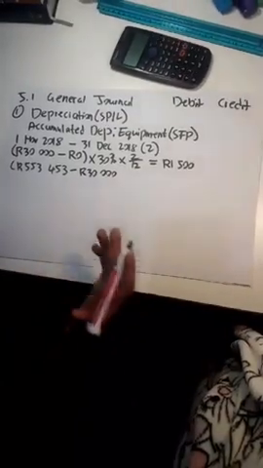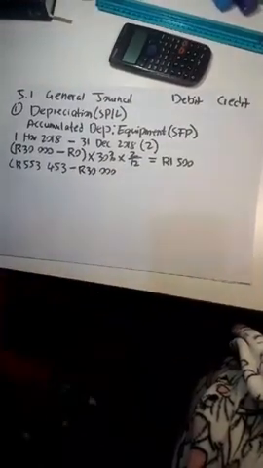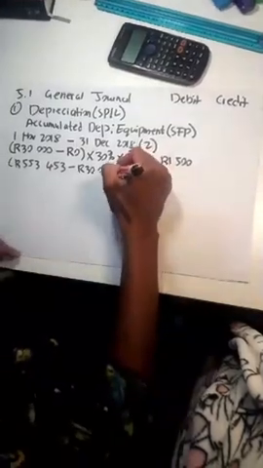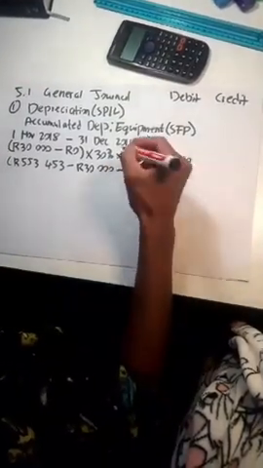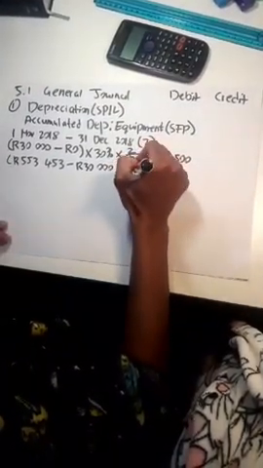And then what is the formula? Cost less accumulated depreciation. And then you look at the accumulated depreciation, it's how much? 42,342.